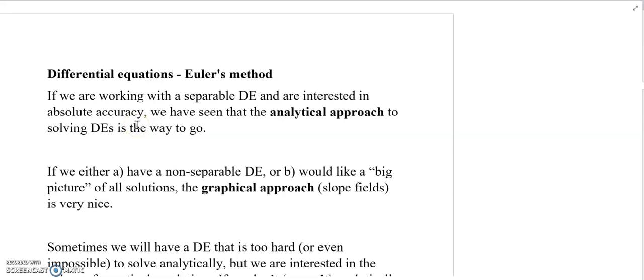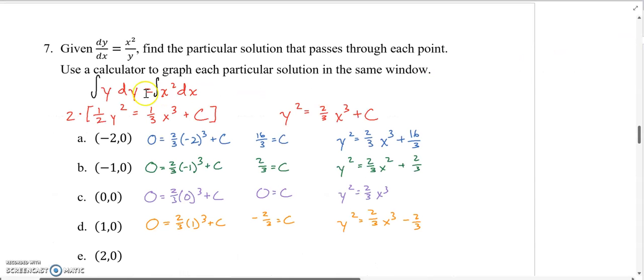All right, so a summary of what we've looked at so far with differential equations. We've tried the analytic approach, and that's a great way to go if we need absolute accuracy. Remember, the idea is that we're going to separate our variables, like we did in this example, do the anti-differentiation, and if we have initial values, then we can use those to find particular solutions to the differential equation. So again, if absolute accuracy is required, then analytic is the way to go.